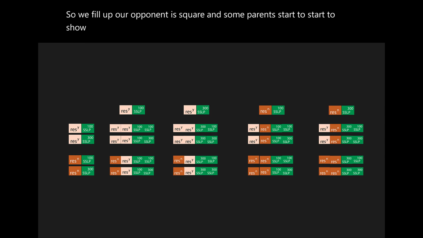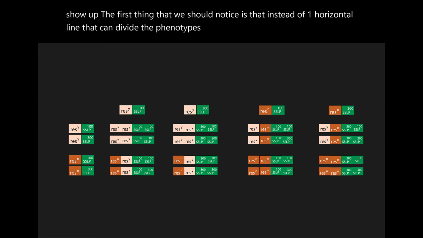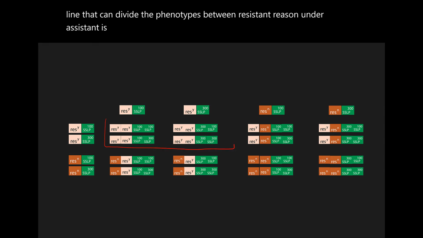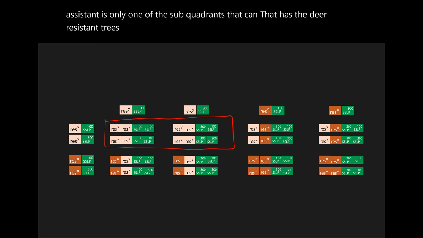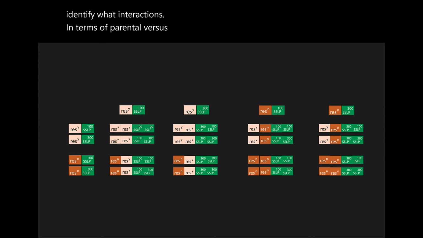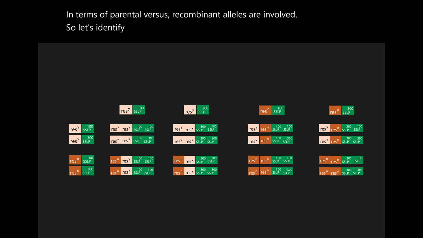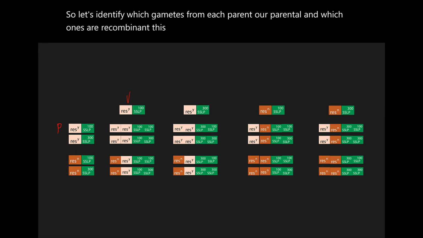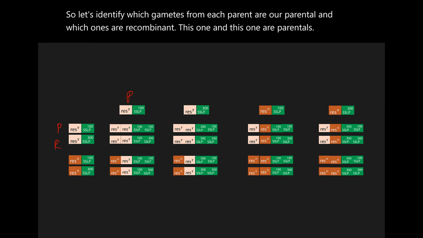The first thing that we should notice is that instead of one horizontal line that can divide the phenotypes between resistant trees and non-resistant, it's only one of the subquadrants that has the resistant trees. So let's work first with this subquadrant, and then identify what interactions in terms of parental versus recombinant alleles are involved. Let's identify which gametes from each parent are parental and which ones are recombinant. This one and this one are parentals, and this one and this one are recombinants.